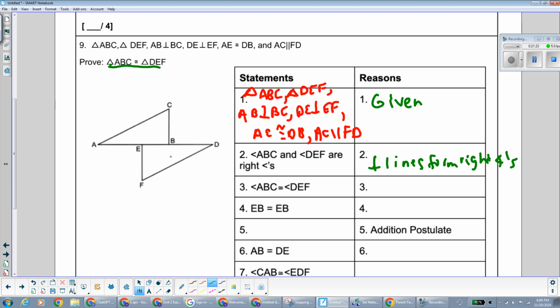That's angle ABC, because AB and BC were perpendicular, so they form a right angle where they intersect. And that's also angle DEF right over here, because DE and EF are perpendicular, so they form a right angle where they intersect. Now we're saying those right angles are congruent. Take a minute and ask yourself, why are right angles congruent to each other? Well, because they have the same measure, right? Because all right angles are congruent. They're the same.